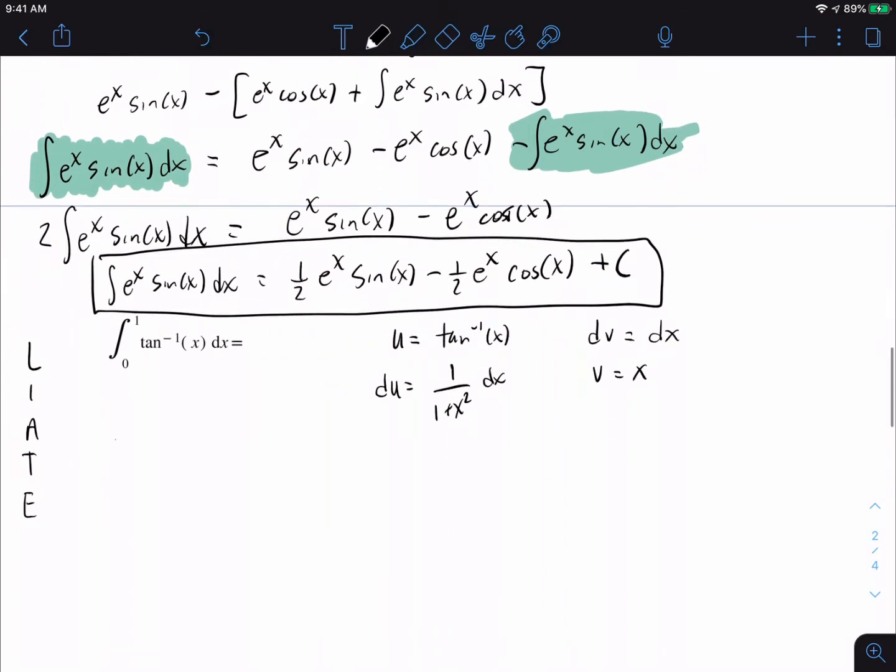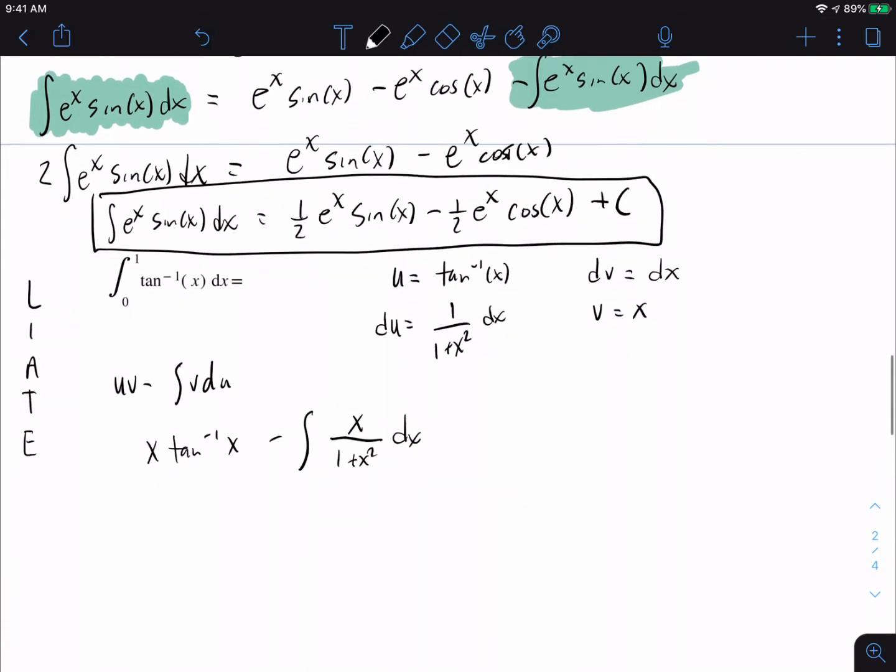So then when I do the problem, uv minus the integral of v du, I'm going to get x tan inverse of x minus the integral of x over 1 plus x squared dx. Agreed? Agreed. Okay. Now, I'm not going to do the definite piece until the very end, so don't worry about that. What do you guys know about this?